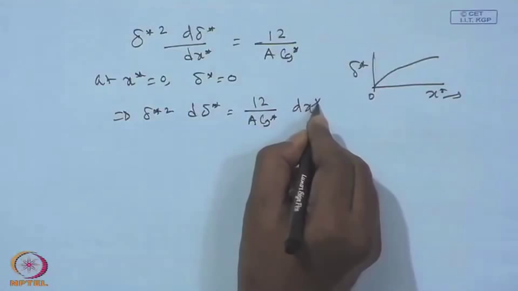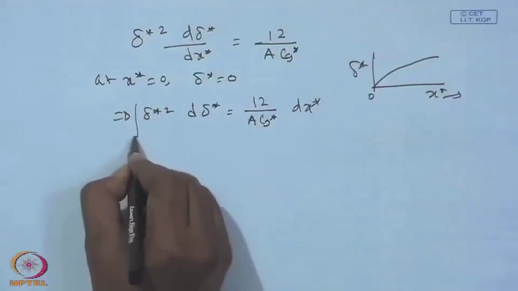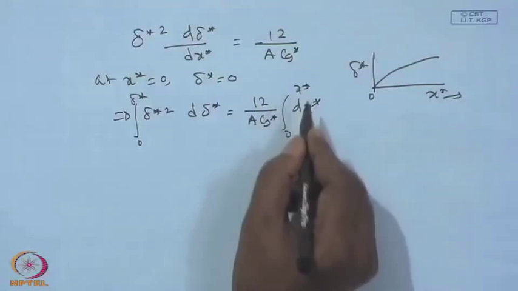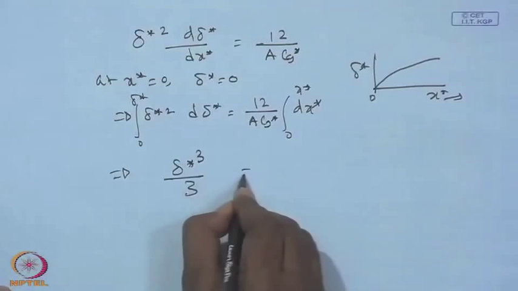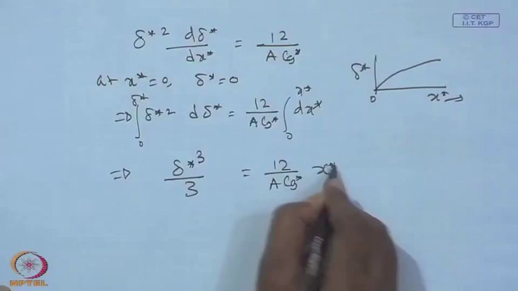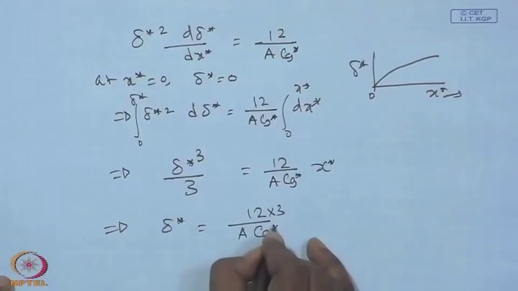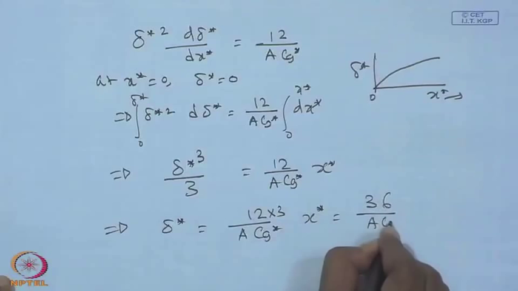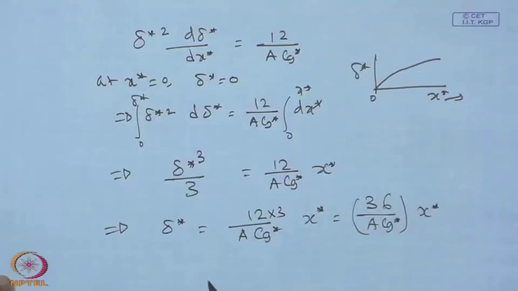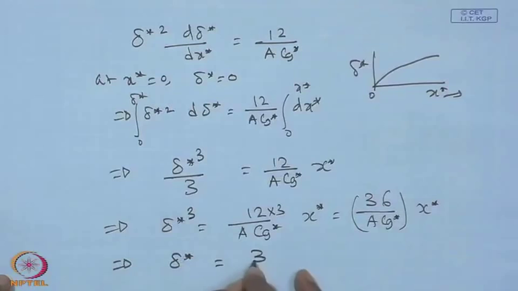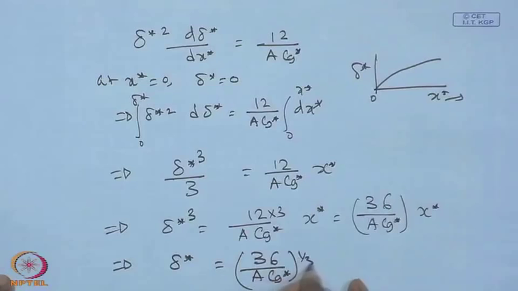So, once we get that, we carry out this integration from 0 to delta star, from 0 to x star. So, delta star cube by 3 is equal to 12 a c g star x star. So, delta star cube becomes 12 by 12 into 3 a c g star x star, so this becomes 36 a c g star x star. This is delta star cube. Therefore, delta star becomes 36 by a c g star to the power 1 upon 3 and x star to the power 1 upon 3.